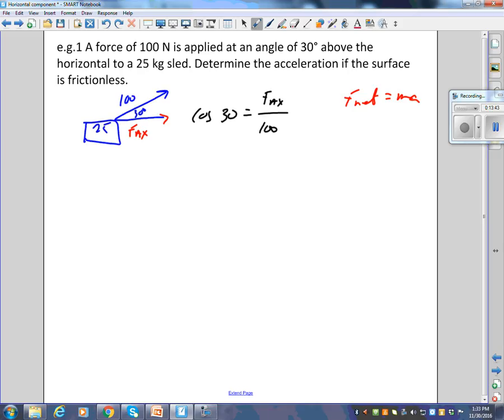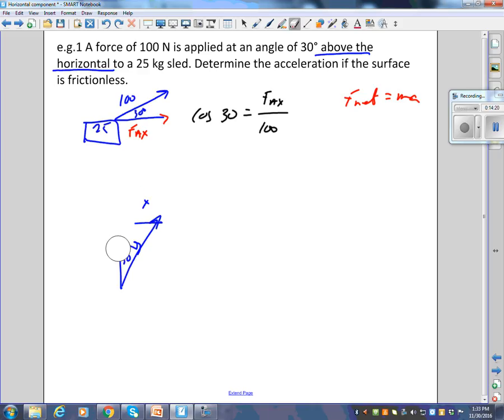If the angle's on the other side, is that what you're saying, Kaylee? Kaylee's saying that if the angle is like there, then it's opposite and it's sine, and she's right. But 99% of the time, the force is going to be applied at an angle above the horizontal. Very rarely will it be stated as 30 degrees right of vertical.